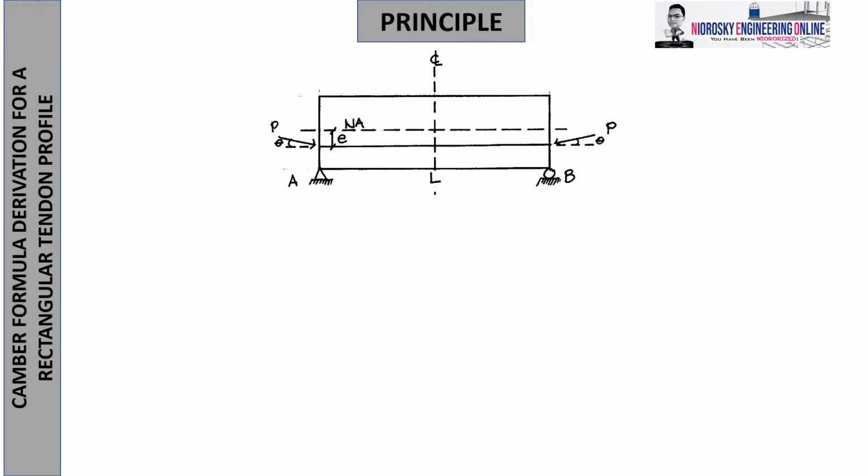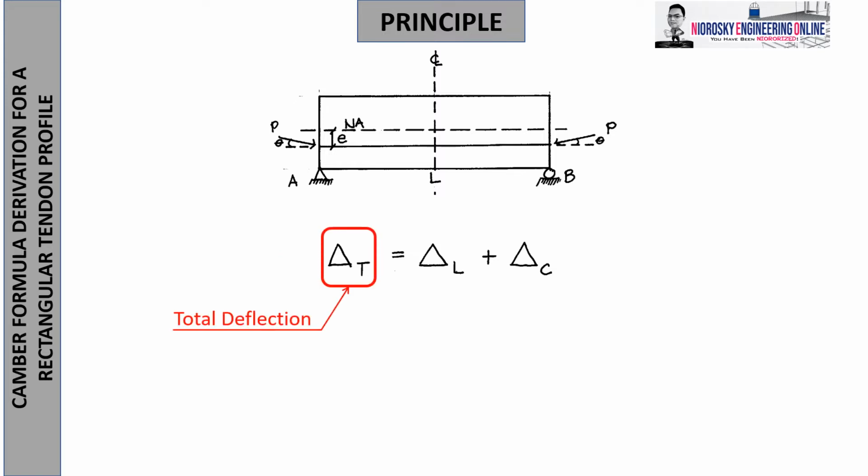Okay, so the topic for today is tendon profile in the form of a rectangle, no? So before we proceed to that, we have a generic equation that we should follow. In this equation, delta t, as shown here, equals delta sub L plus delta sub C. Delta sub t is the total deflection, which we will check against the code's quantified limiting value to say if it is safe or unsafe.